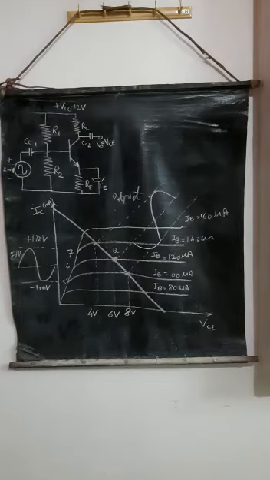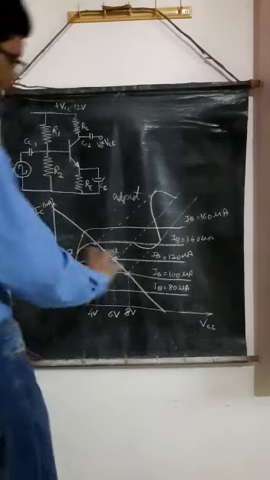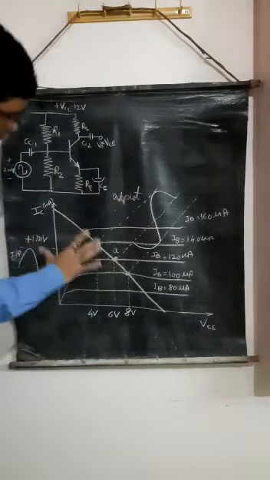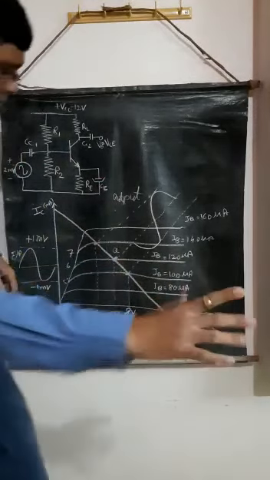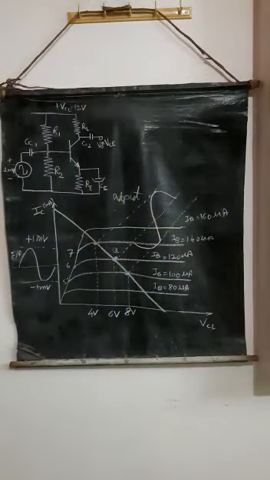To understand how the signal is amplified by the transistor amplifier, we have drawn this graph. Now it will give the following information.